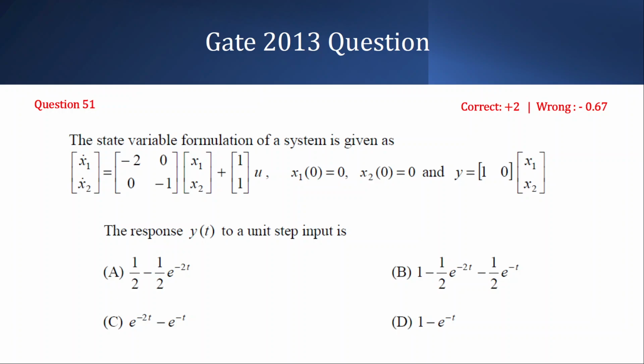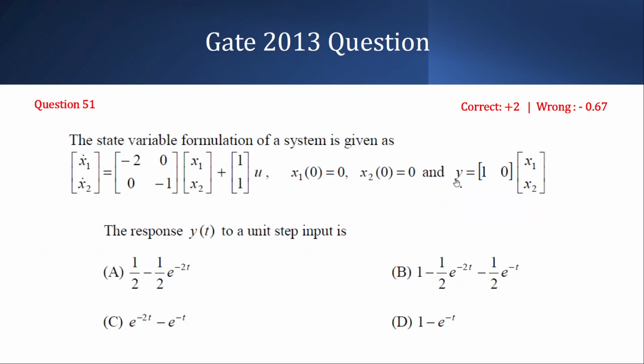A state space equation has been given to us, which is shown on the slide. You can see x1 dot, x2 dot, with the state matrix equal to [-2, 0; 0, -1]. x1 and x2 are the states and u is the input. The initial conditions x1 at t equal to 0 and x2 at t equal to 0 are given. This information is needed to find out the state after a certain period of time.